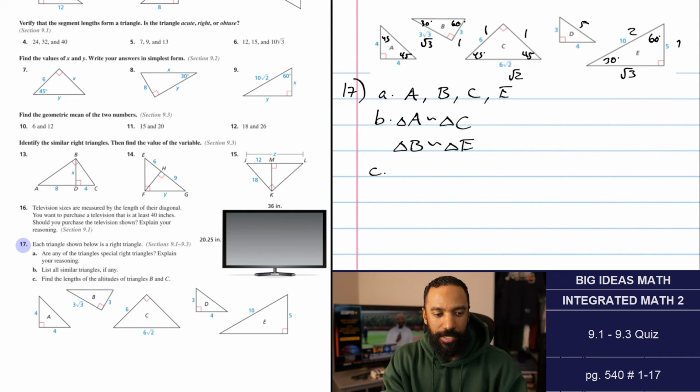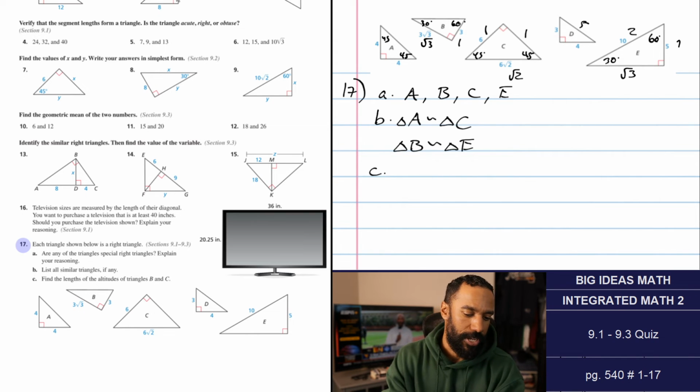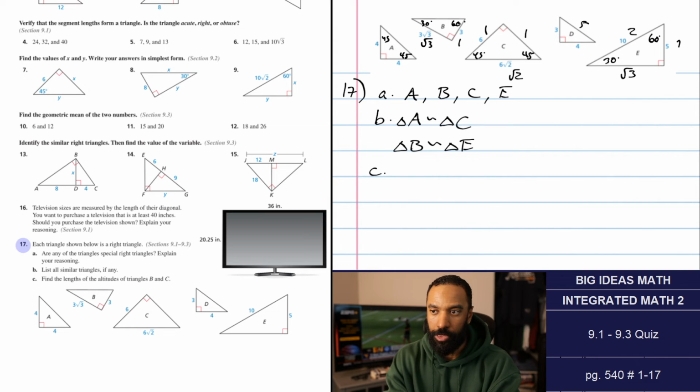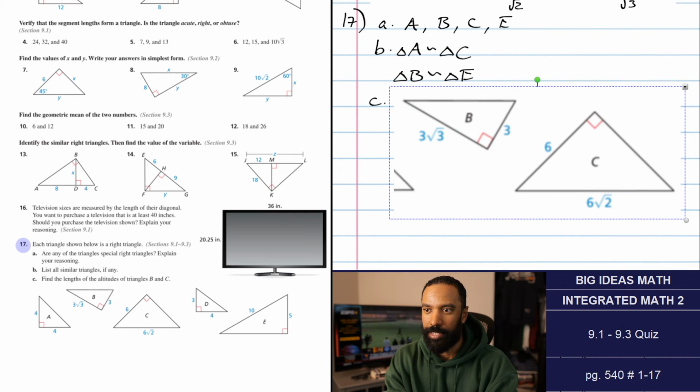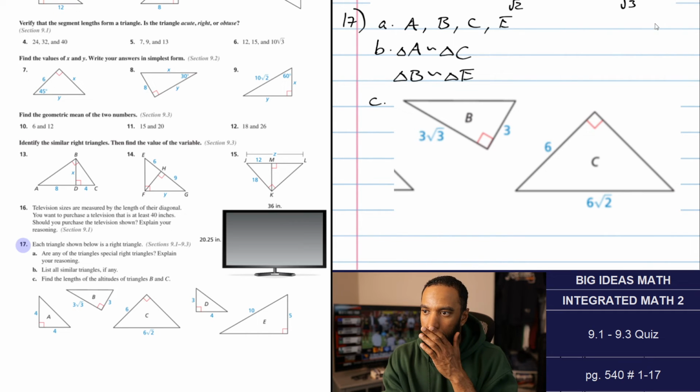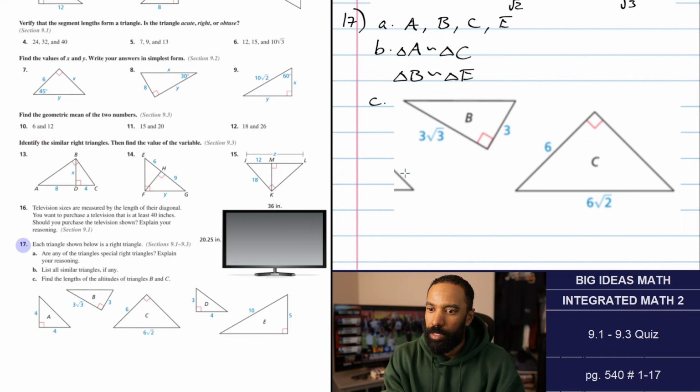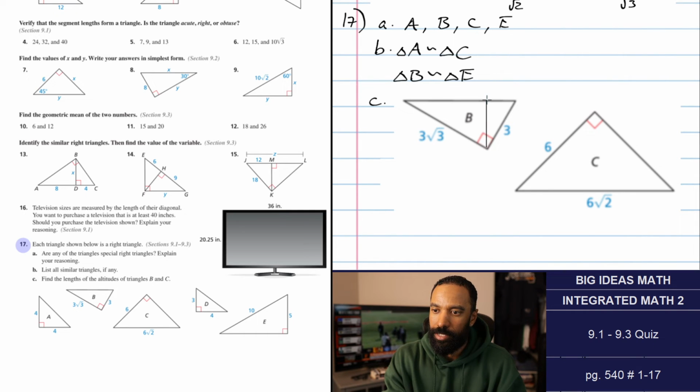Okay, let me copy those one more time. This is kind of a 9-3 question. You're going to have something else floating there in the ether. I'll kind of hide it. Give me 1 second. Okay, find the altitude of triangle B, this guy right here, to the hypotenuse. Find the altitude of triangle C, this guy right here.